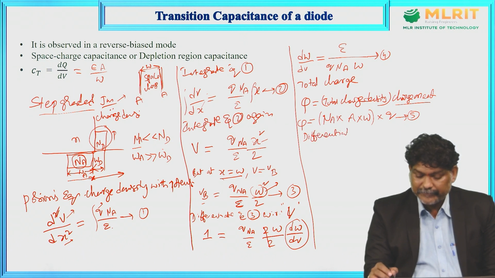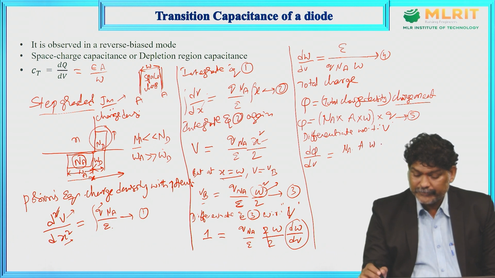Differentiate with respect to V. So if you differentiate this, you will get dQ by dV is equal to NA into A into W, dW by dV, because we are differentiating with respect to V, into Q. So what is the value of this dW by dV?